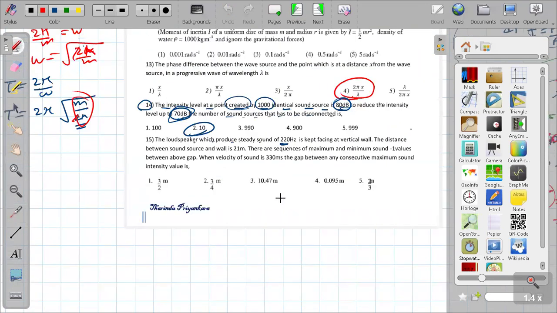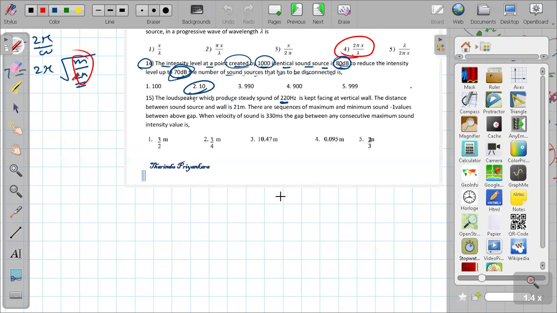Yes, sir. The loudspeaker which produces a steady sound of 220 hertz is kept facing a vertical wall. The distance between the sound source and the wall is 21 meters. There are sequences of maximum and minimum sound values between the gap. When the velocity of sound is 330 meters per second, the gap between any consecutive maximum sound intensity value is?